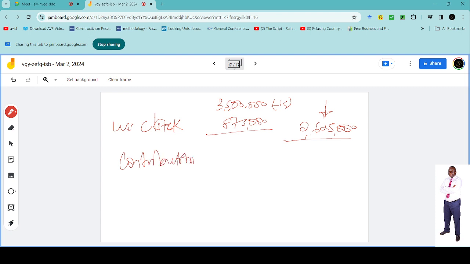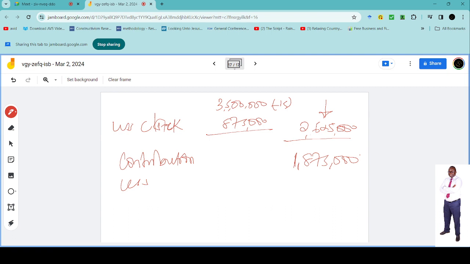Remember our contribution was sales minus marginal cost. Our sales was 4.5 million. We are subtracting that particular marginal cost, which is what we have calculated as 2.6. So when we subtract from the 4.5 million, we end up with a gross contribution of 1,875,000. So that is 1,875,000.